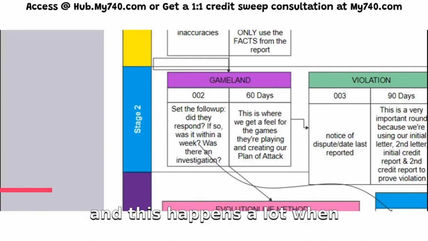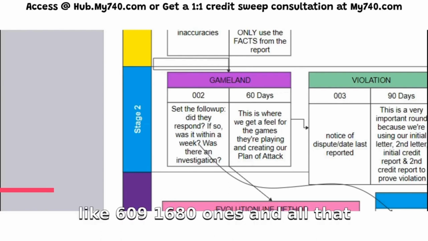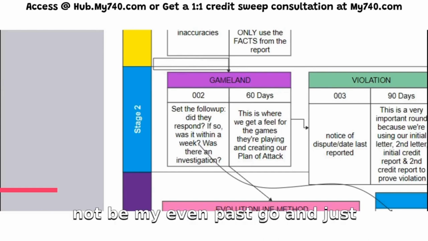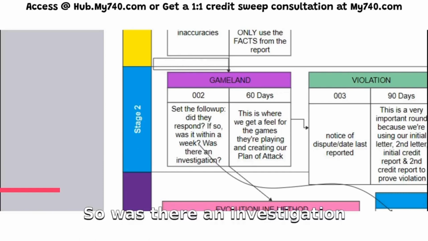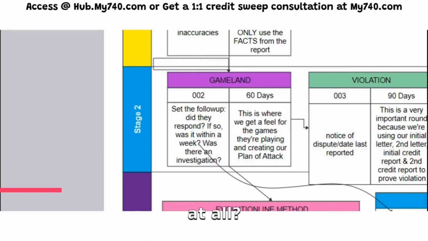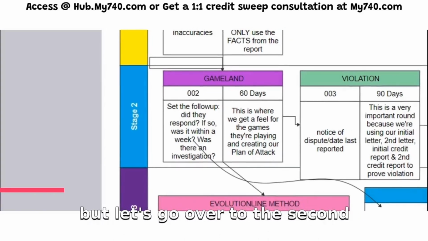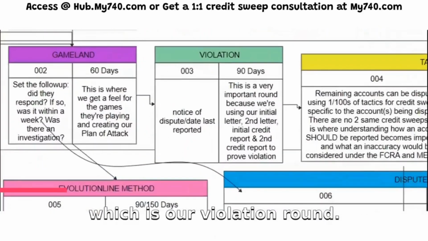And this happens a lot when consumers send out dispute letter templates like 609, 1681s, and all that kind of stuff, all right? So when you send that out, you're going directly into their automation, or it might not even pass go and just get rejected, because that's what they're looking for. They're looking for templates, okay? So was there an investigation at all? If not, there's a very specific way that you want to respond. We're going to talk about that in a different video, but let's go over to the second part in stage 2, which is our violation round.